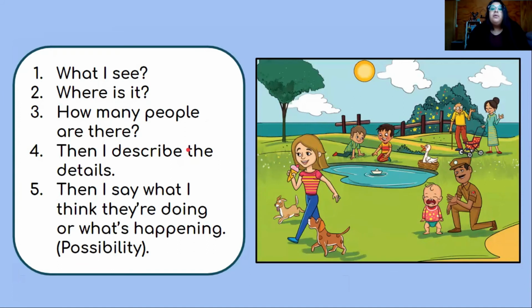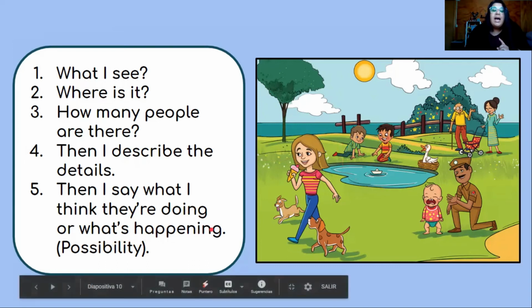Then, how many people are they? For example, 1, 2, 3, 4, 5, 6, 7. 7 people. Then I describe the details. For example, there is a tree. There are flowers. There is the grass. And then I say what I think they are doing or what's happening.